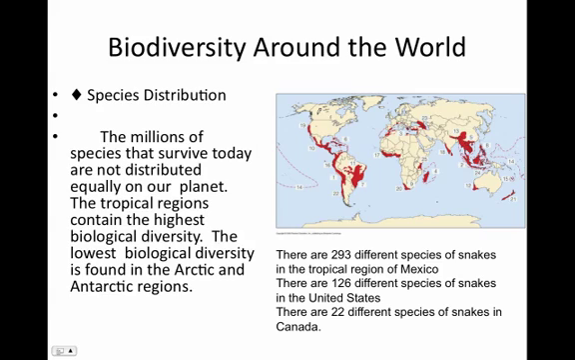Let's look at how living things and biodiversity work around the world. This is approximately the equator, if I can draw a straight line. And there's a trend or a pattern that exists when it comes to diversity within this zone of the equator, which is the tropical area. As you move away from the equator, biodiversity decreases less and less. So for example, if you take snakes, there's 293 different species of snakes in Mexico. There's only 126 snakes in the United States, and there's only 22 snakes in Canada. So as you go up away from the equator, diversity decreases.